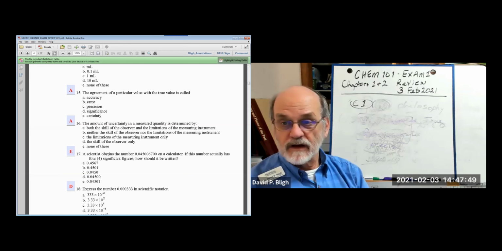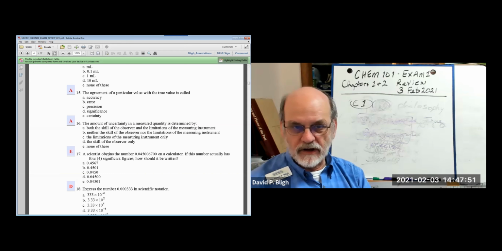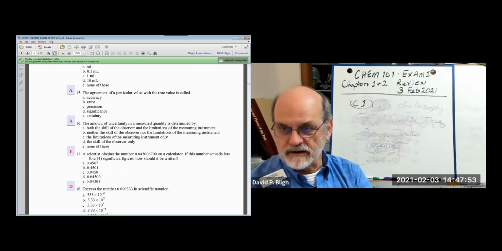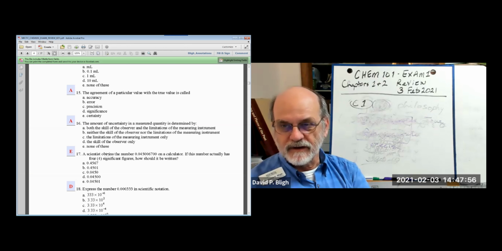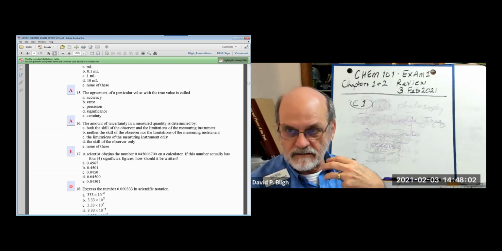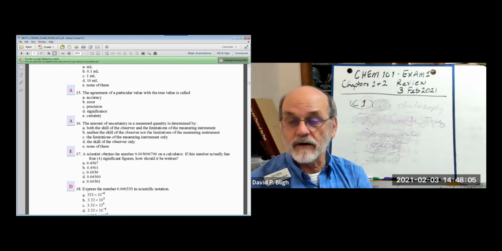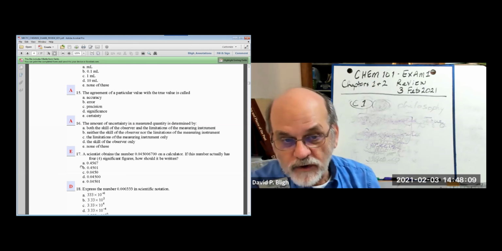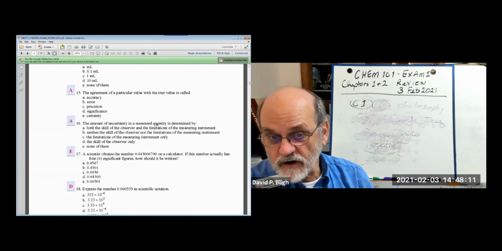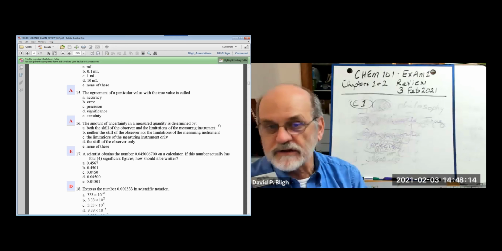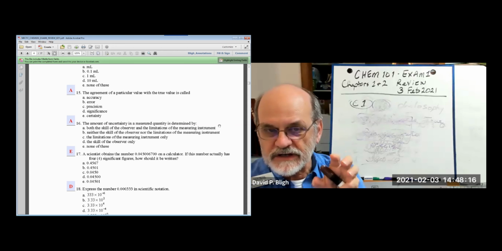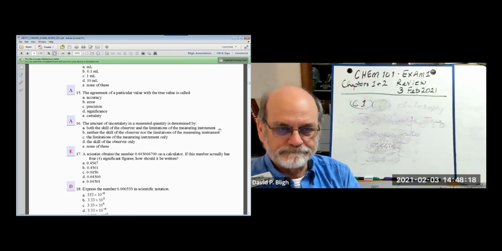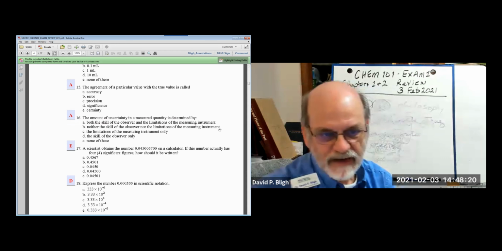What else? You got the operator, you know, the person that's doing the observing or operating the instrument. Their skill often has a huge bearing on the uncertainty or lack thereof in a measurement. So really the only one that fits is A, both the skill of the observer and the limitations of the measuring instrument determine the uncertainty in a measured quantity. How about 17?